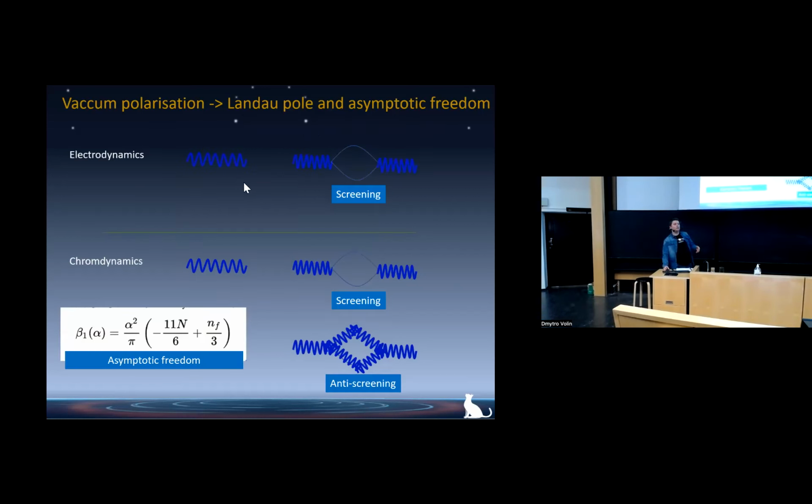So here in electrodynamics, when you go to very high energies, your electric charge becomes super, super big. It's called the Landau problem because you do not want super big charges. But in chromodynamics, it's the opposite. When you go to very, very high energies, your charge becomes very, very small. Almost no interaction happens. So quarks become free. And this is called asymptotic freedom.